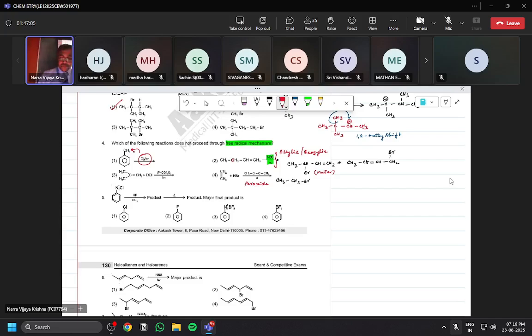If it is chlorine in presence of iron or FeCl3, then I will get this as it is. This becomes major because this is ortho para directing. They have not given Lewis acid. Only sunlight means radical mechanism. If it is radical mechanism, what should happen? I will get CH2Cl. Correct? So in these three cases, radical mechanism is observed, but in this case, radical mechanism fails.